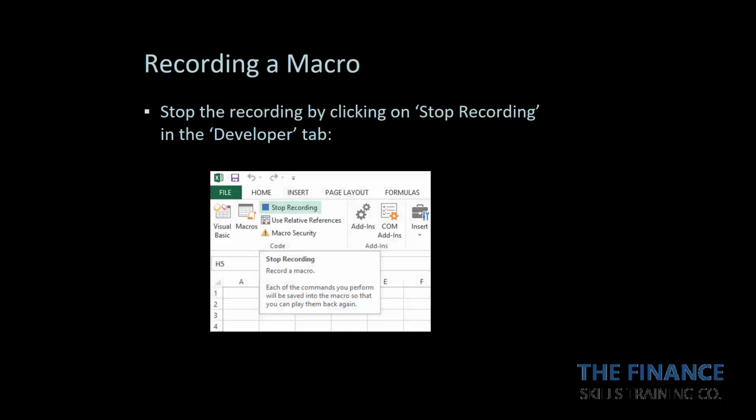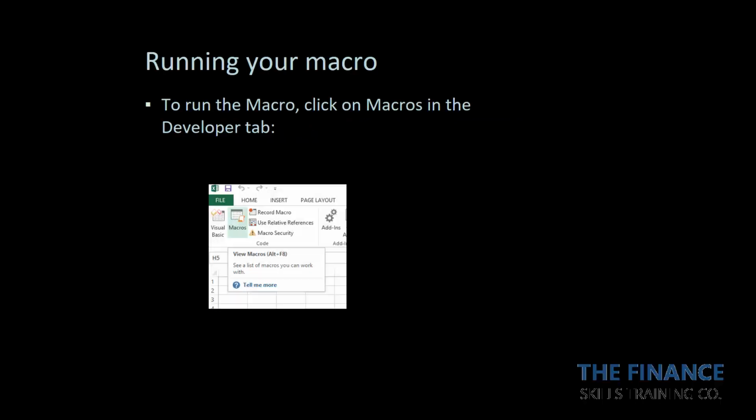So when you are finished recording the macro, you can click Stop Recording in the Developer tab, or at the bottom of your Excel workbook, you'll see a little stop button, and when you hover over it, it will say Stop Recording. You can then run your macro by clicking on the Macros button, and when you click on that button, Excel will show you all of the macros that you have recorded that you can run.